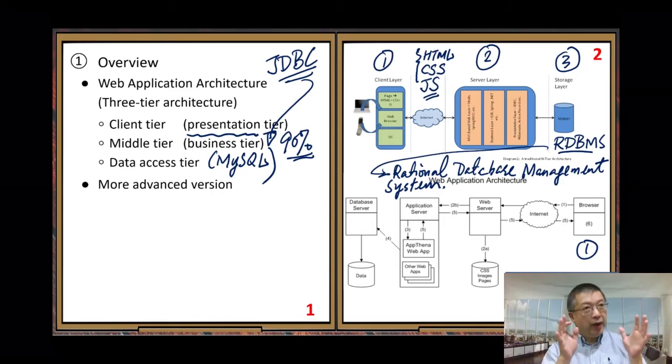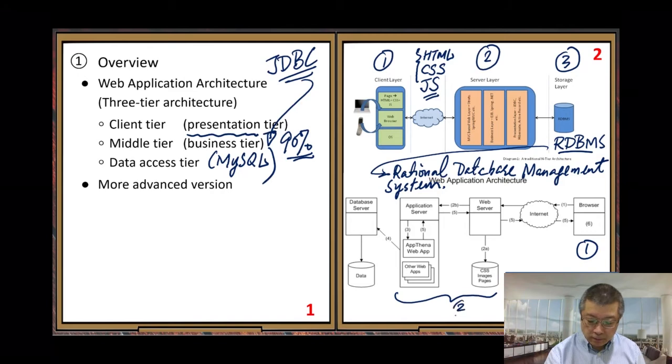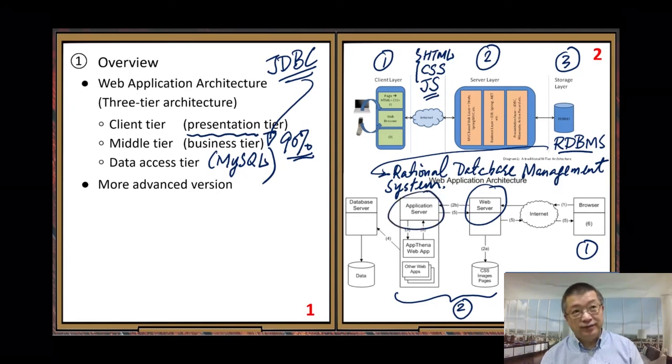Then the middle layer. You can see there are two blocks. The first block we call the web server, but the second block we call the application server. So they are different, and you will see the difference in a minute. Then the last layer, the data access layer.